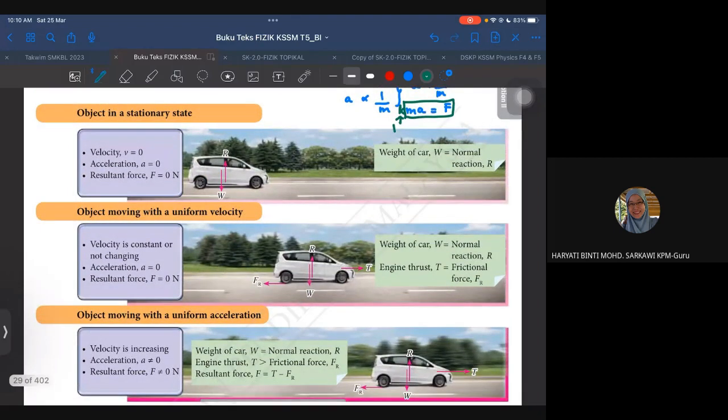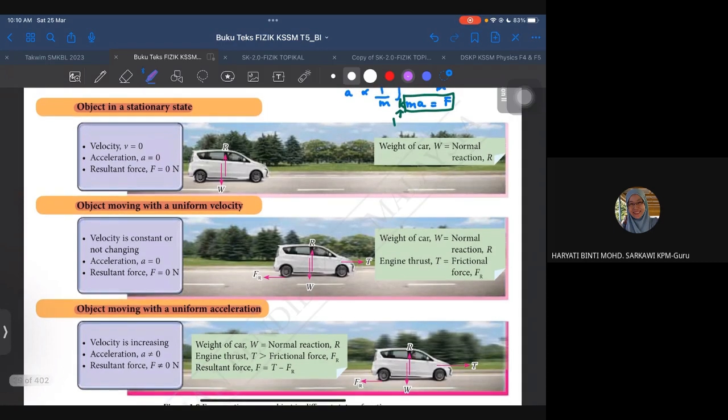Okay, we look at these three situations. Number one, object stationary. Number two, object moving with uniform velocity. Number three, object moving with uniform acceleration. And the diagram, maybe we focus on the vertical forces first. Since the object is stationary here, we are focusing on R and W, the normal reaction and also the weight of the car. In this case, they are equal, stationary. Next one.